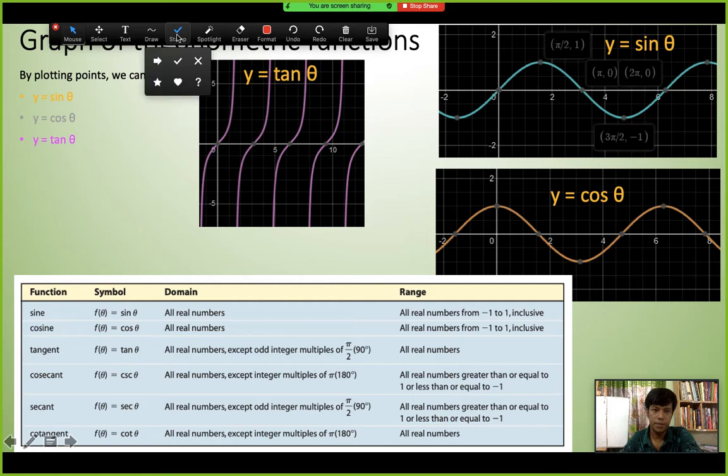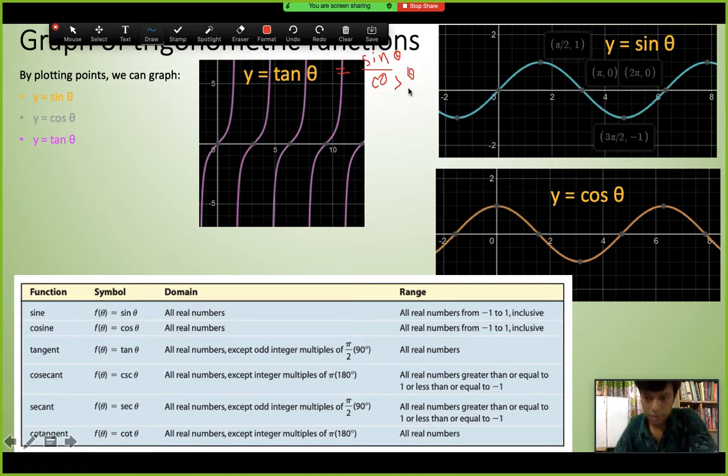For example, tan theta equals sin theta divided by cos theta. Sin theta divided by cos theta is tan theta.